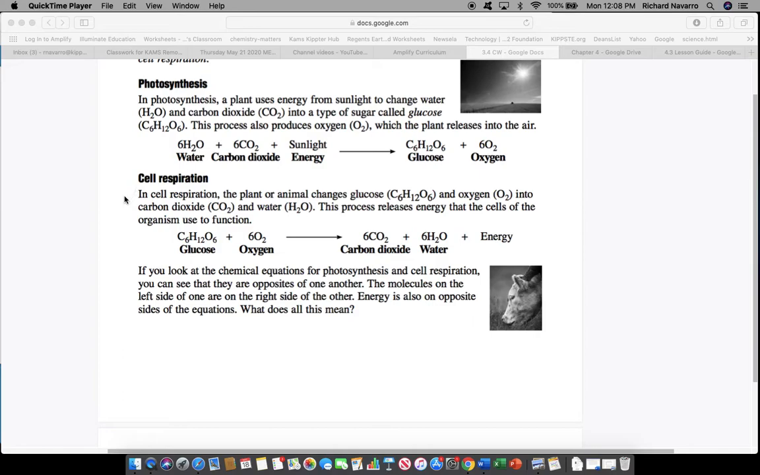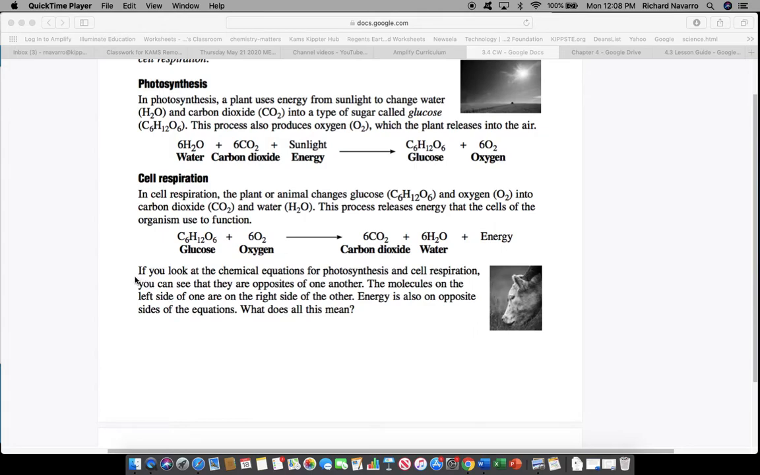Cell respiration. In cell respiration, the plant or animal changes glucose and oxygen into carbon dioxide and water. This process releases energy that the cells of the organism use to function. Glucose plus oxygen goes to carbon dioxide, water, and energy.